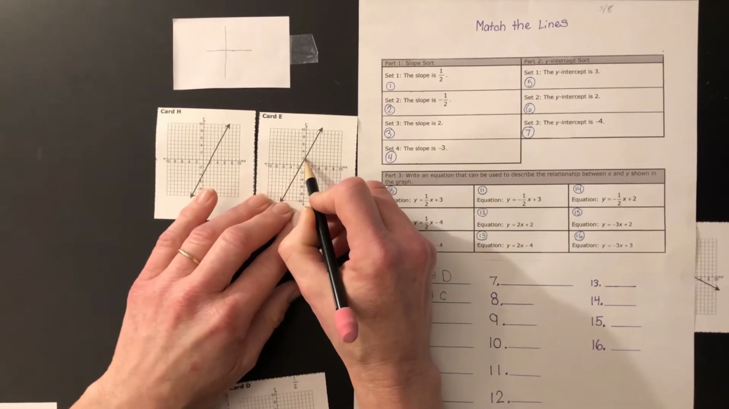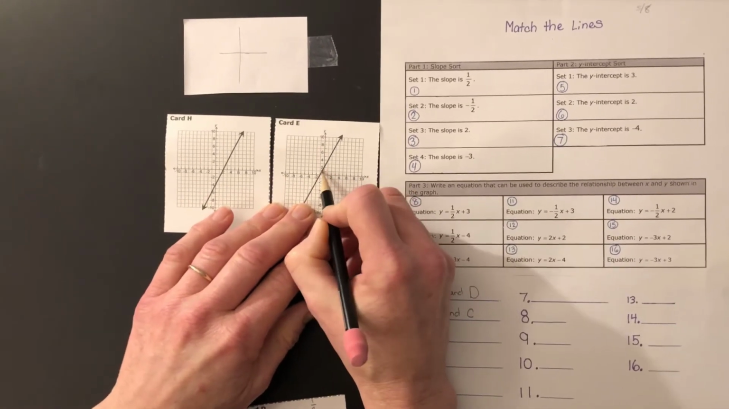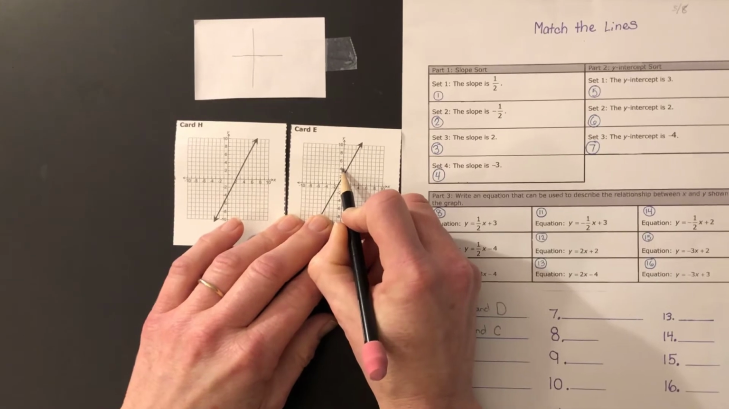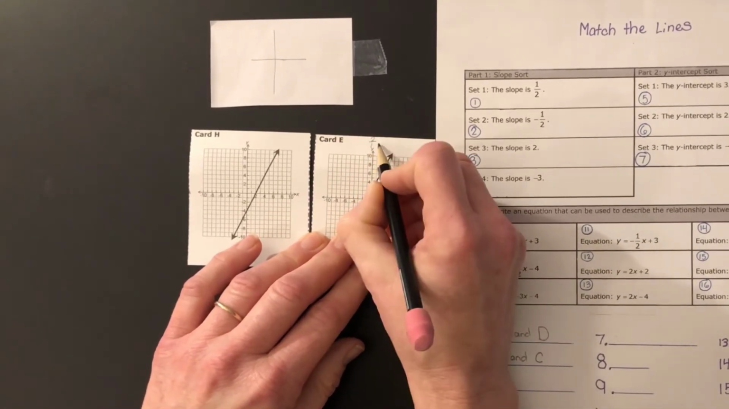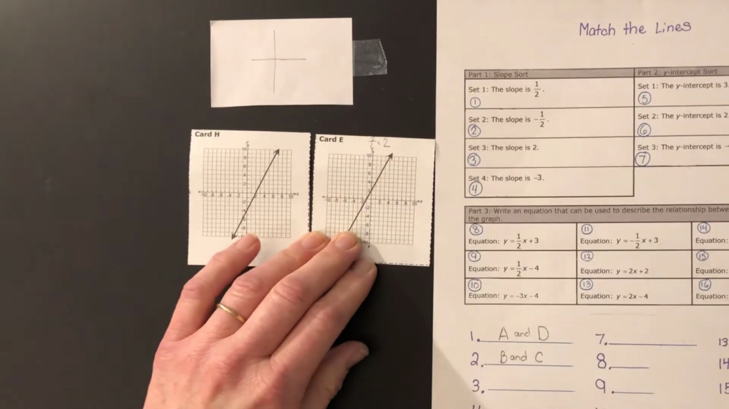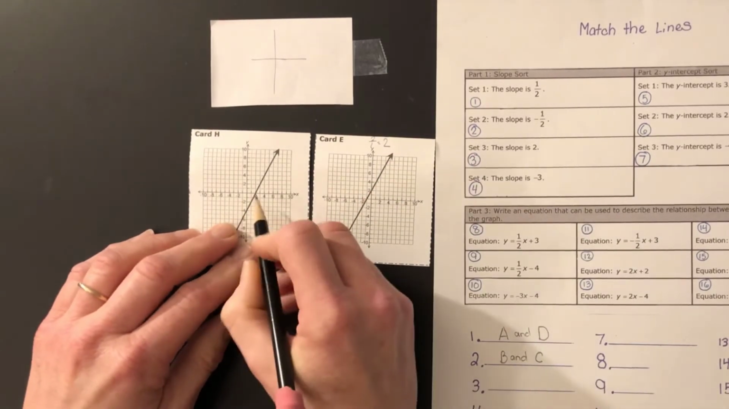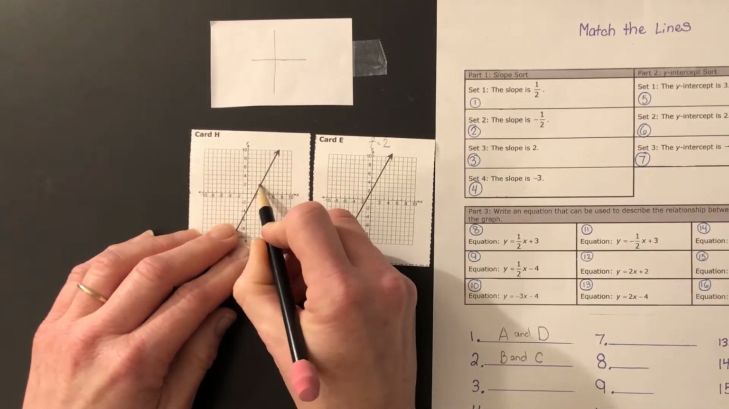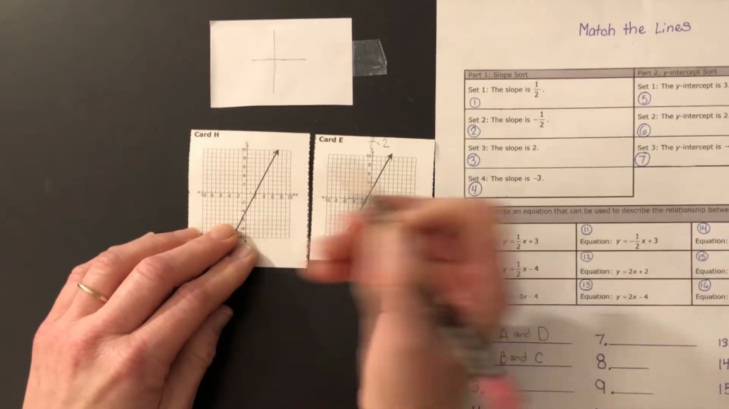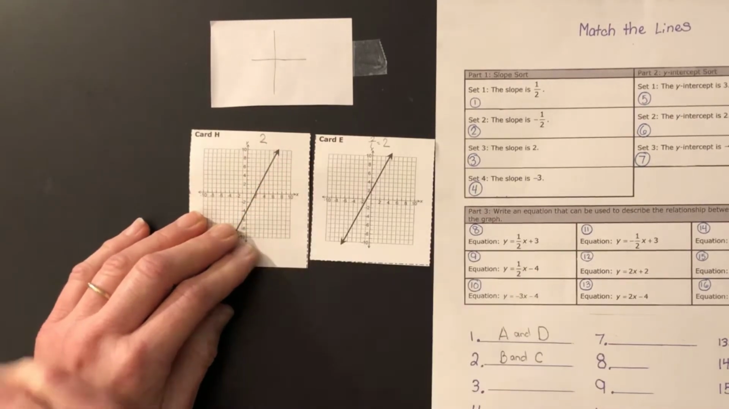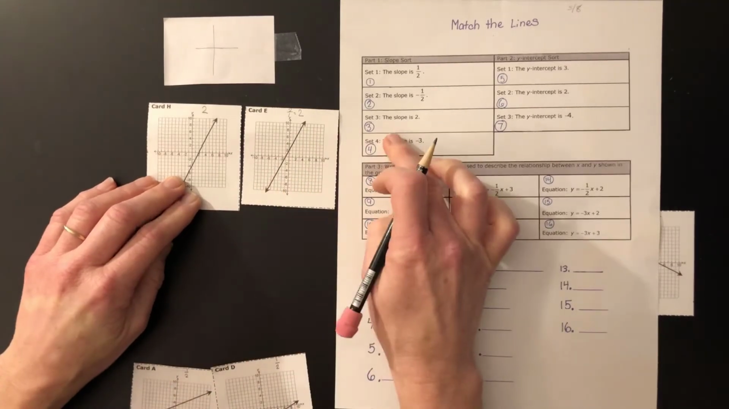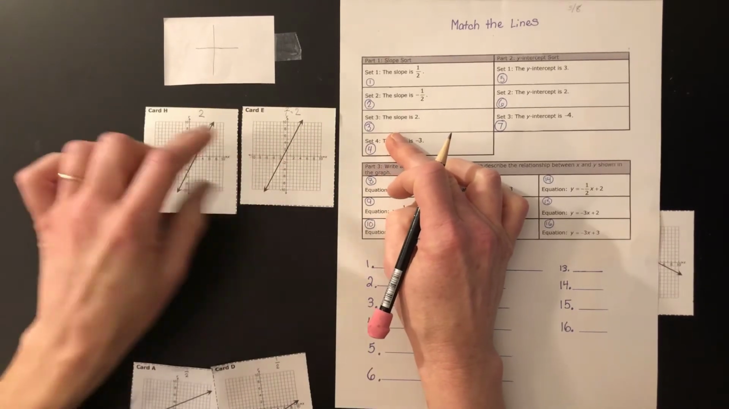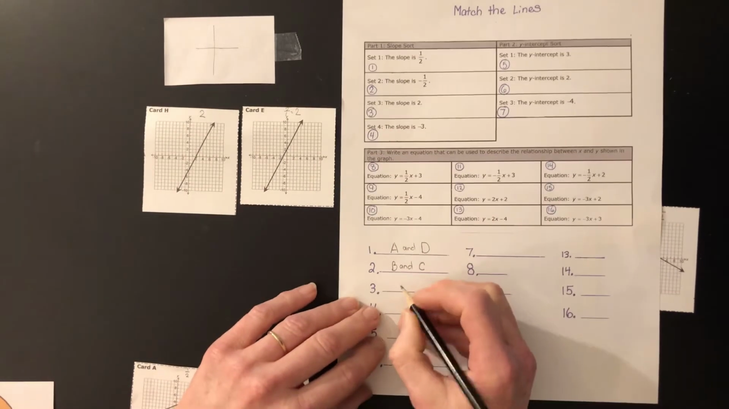I'm going to start with this point on the left, and then I'm going to go to the right. I go up 2 over 1. Oh, that is so crazy. Up 2 over 1. So card E has a slope of 2. Let's see about this one. Up 2 over 1. Ha! Card H also has a slope of 2. What do you know? So for number 3, E and H both have a slope of 2.